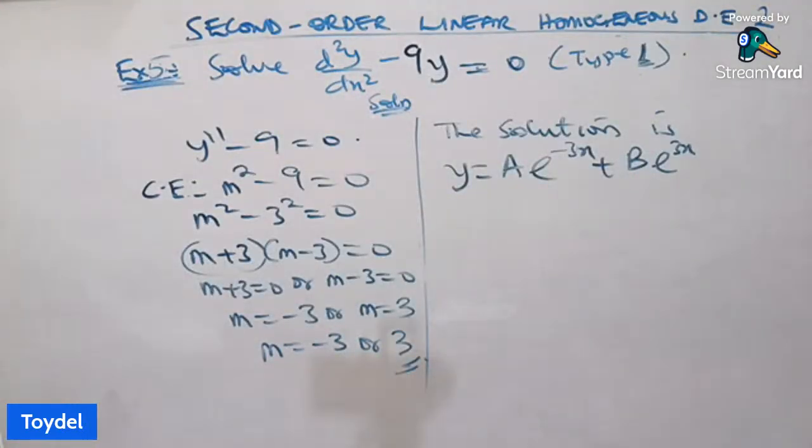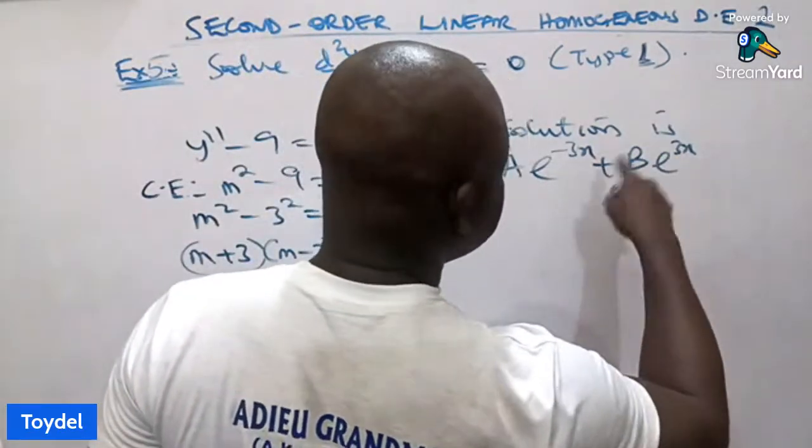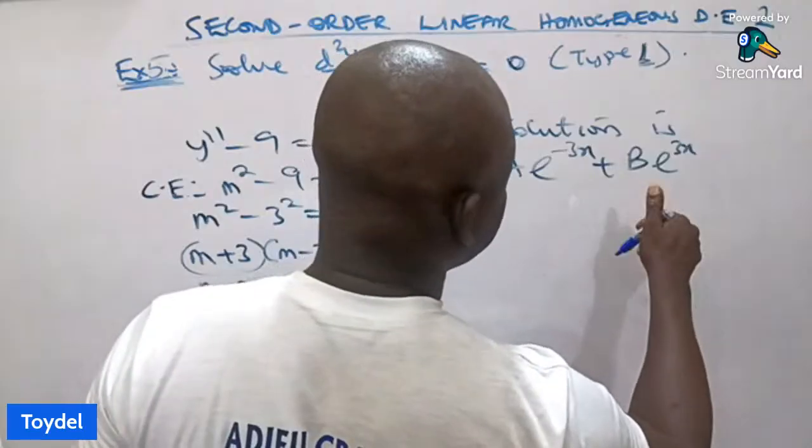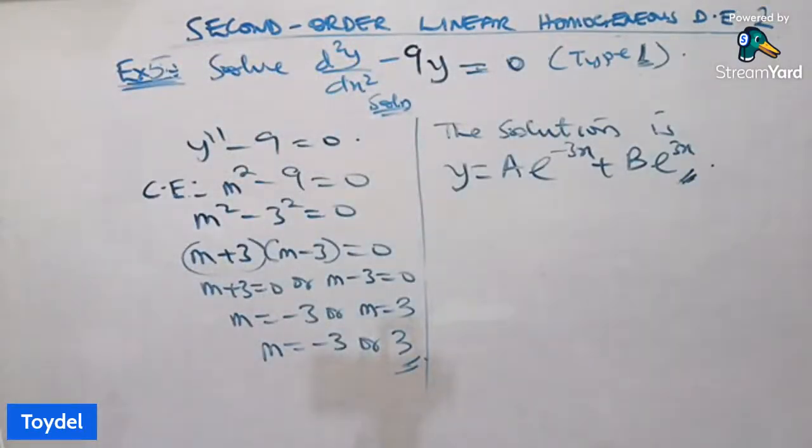But this distinct solution, we can rewrite in the form of hyperbolic functions. Because when we have e raised to minus x and e raised to x, there's a way we rewrite it in hyperbolic form. But let's just leave the solution in this form. So we have been able to take 2 examples on type 1 where they have distinct solutions.